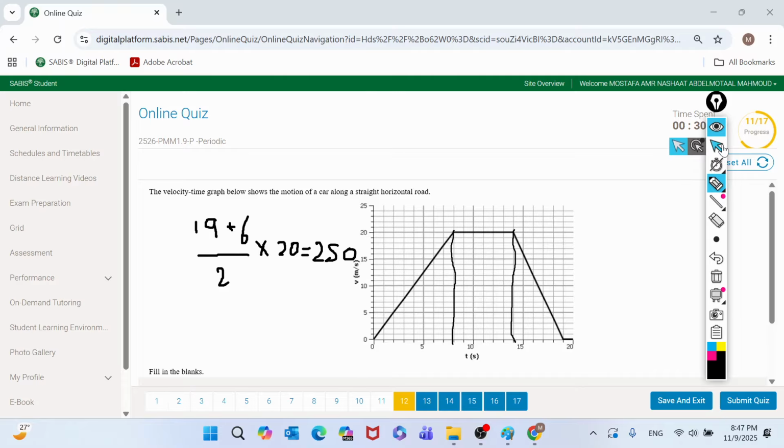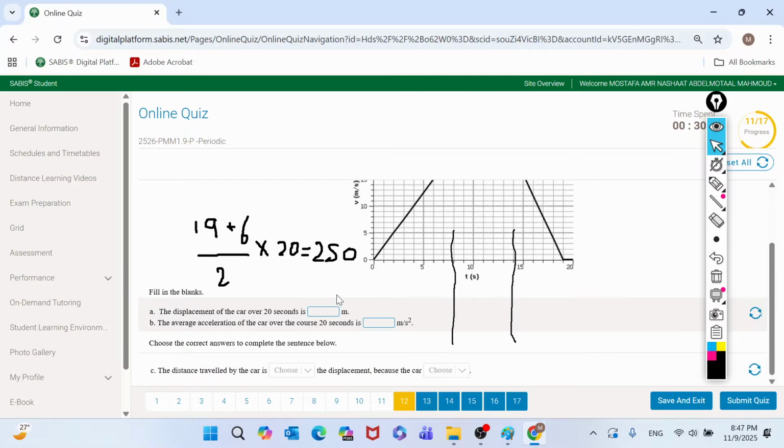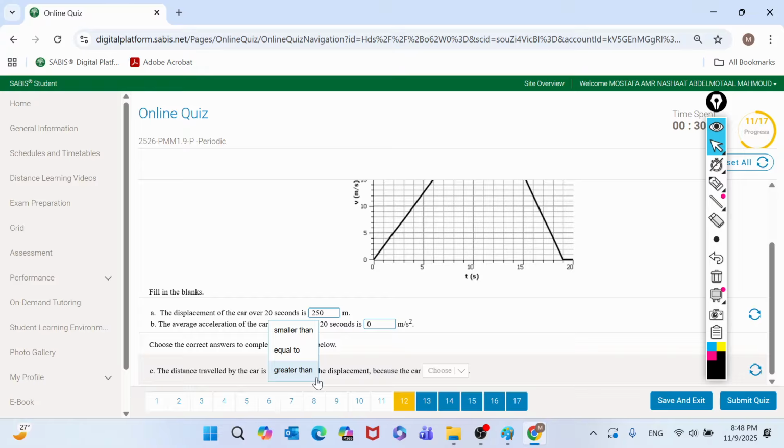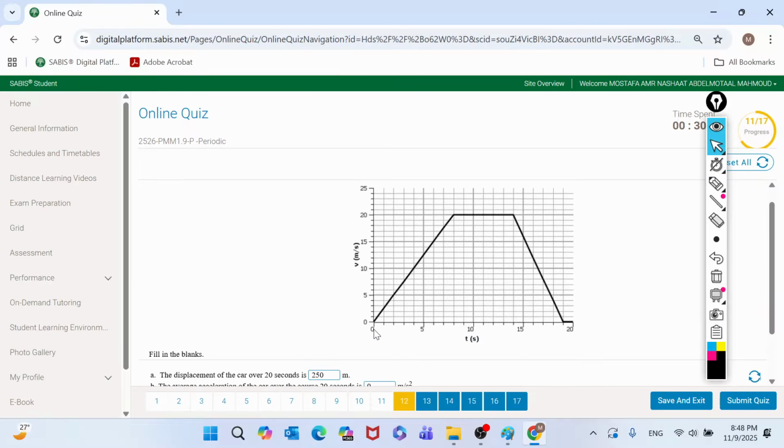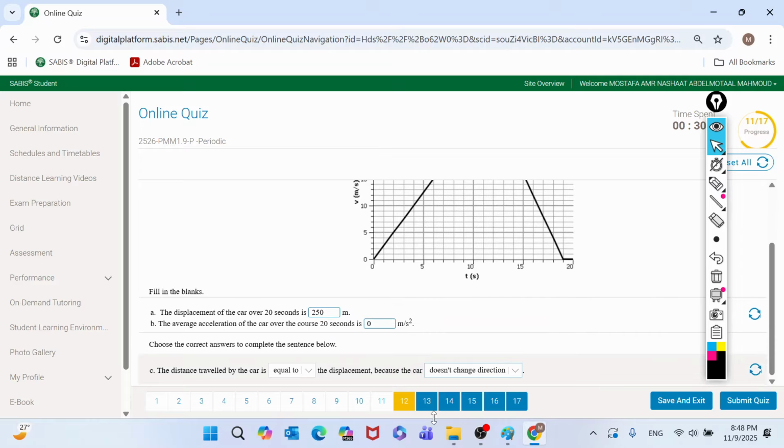Okay, 250. 250. The average acceleration, so delta v over delta t. So v final minus v initial, it's 0 at the end, it's 0 at the start. So it's 0. The distance traveled by the car is equal to the displacement because the car does not change direction. It stays in the positive direction. It doesn't go under the graph.